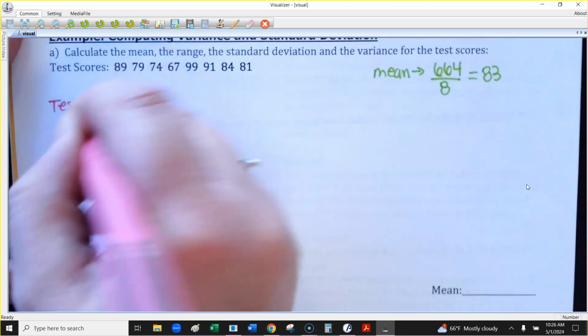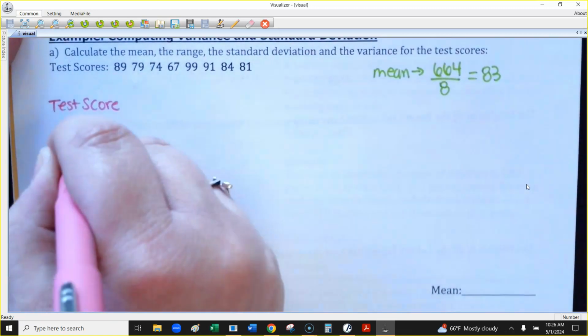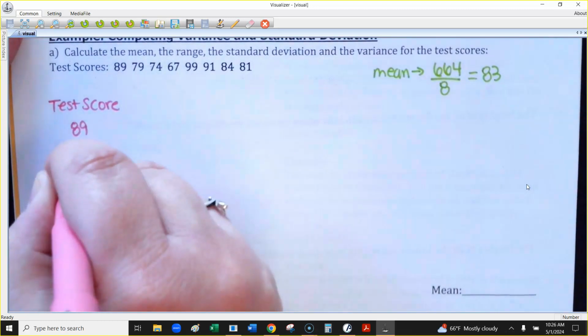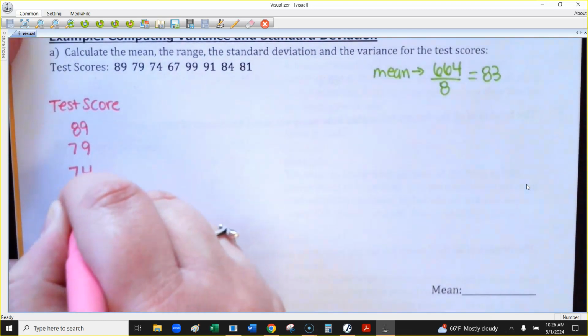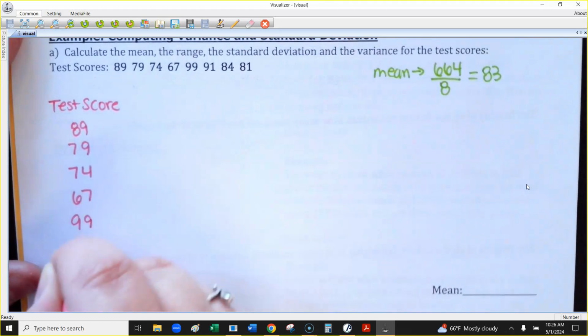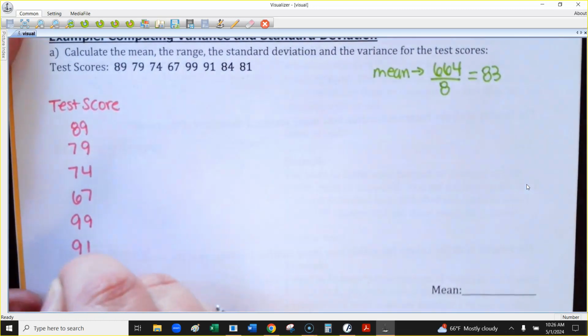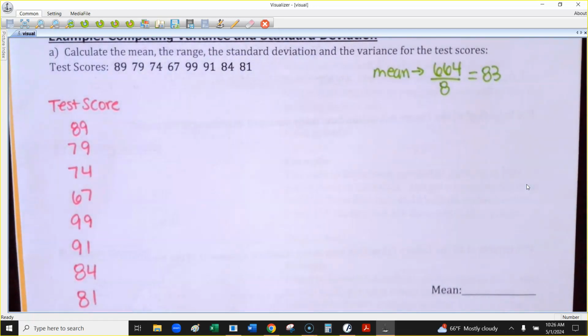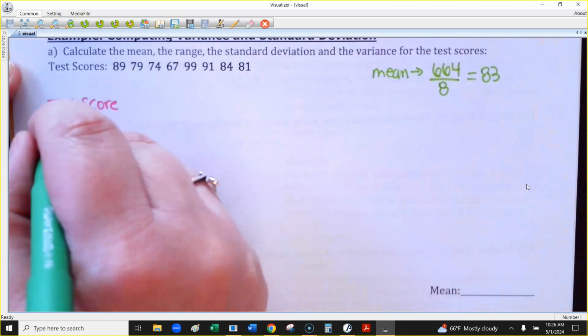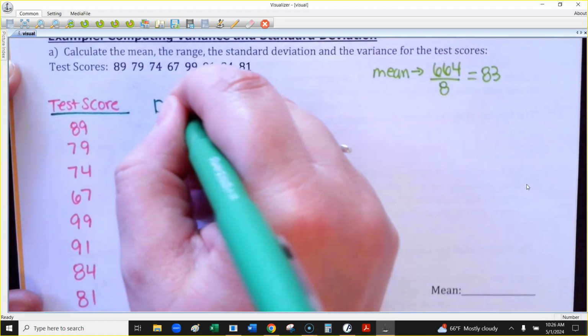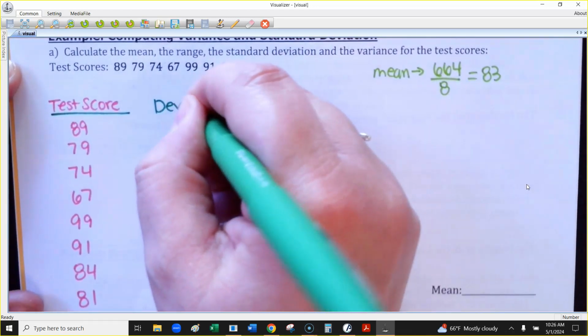Doesn't matter the order. You got an 89, you got a 79, 74, 67, 99, 91, 84, and 81. So I just rewrote the test scores. Okay, now the deviation, make sure I spell it correctly.